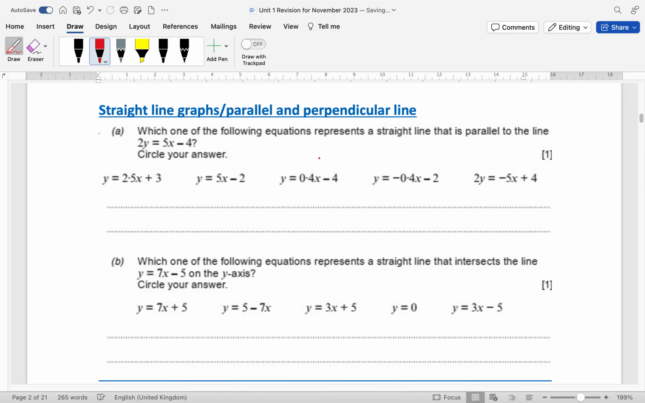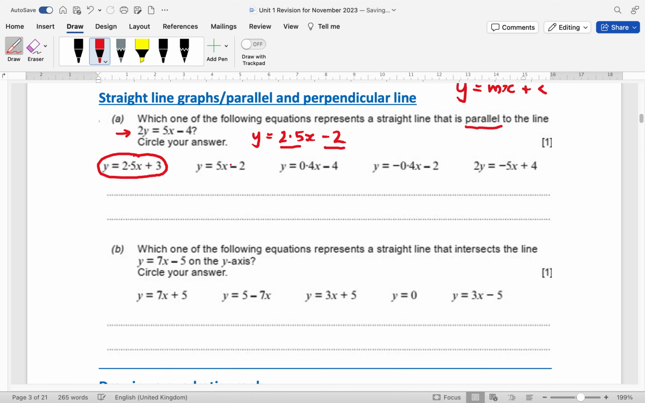Okay, parallel lines. In order for lines to be parallel, they need to have the same gradient, but we really need these lines to look like this. We need the y one side, we need y to be the subject of the formula, as it were. At the moment, we've got 2y being the subject of the formula here, so we need to half both the things on this side. So this line has a gradient of 2.5 and a y-intercept of -2. This line also has a gradient of 2.5, so is parallel to that first line.